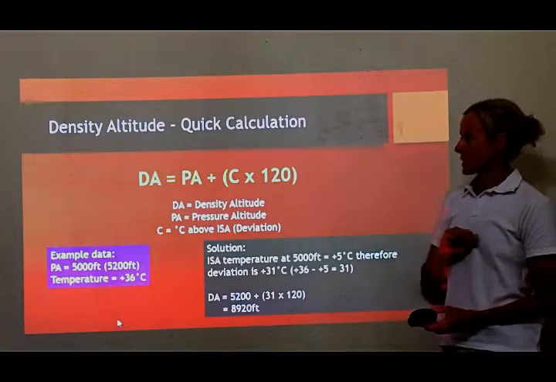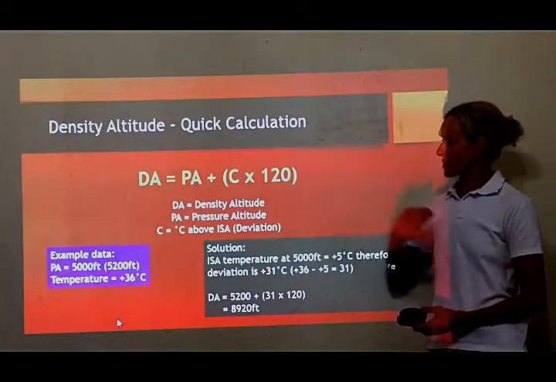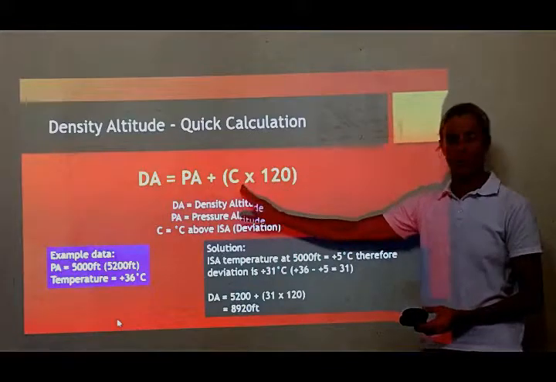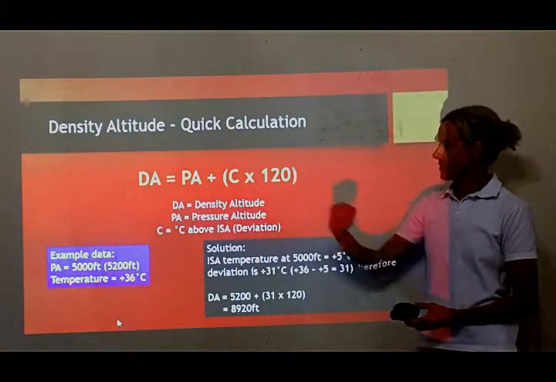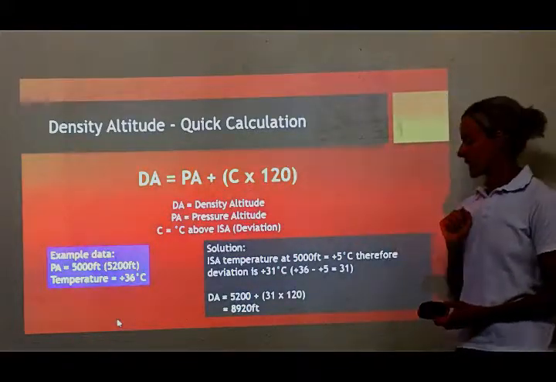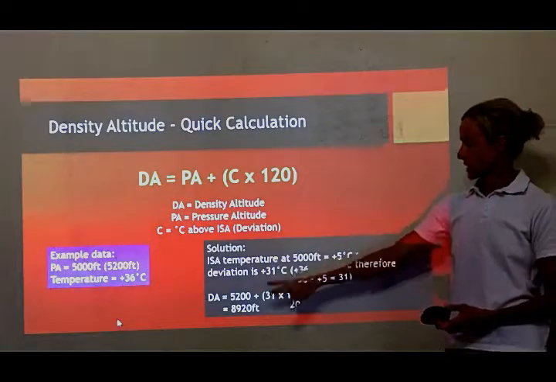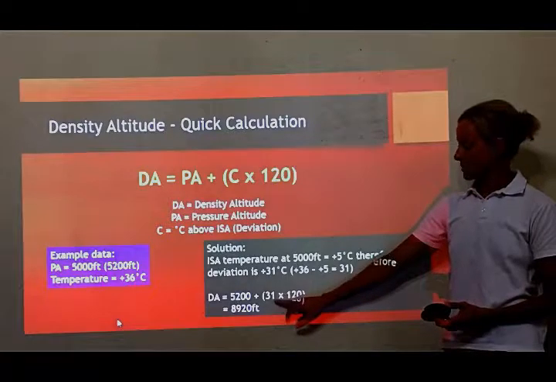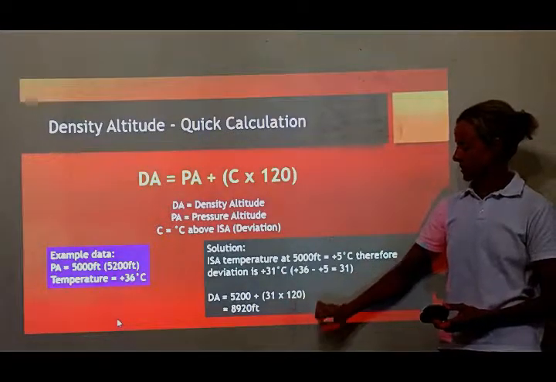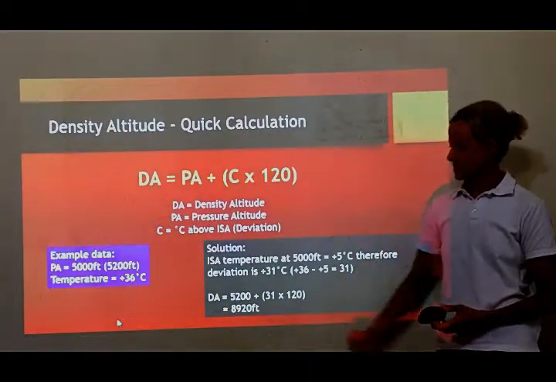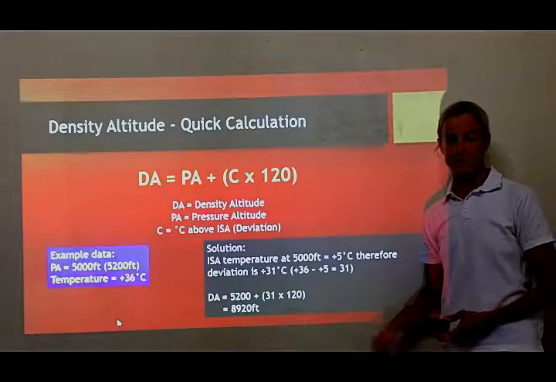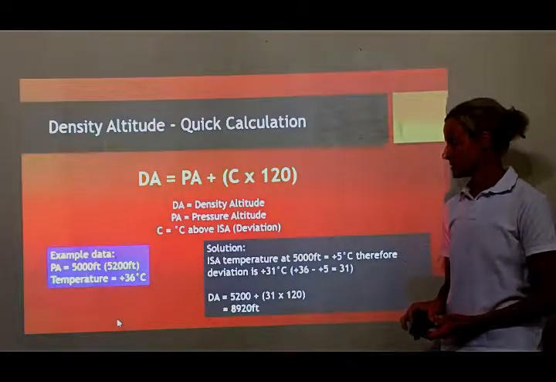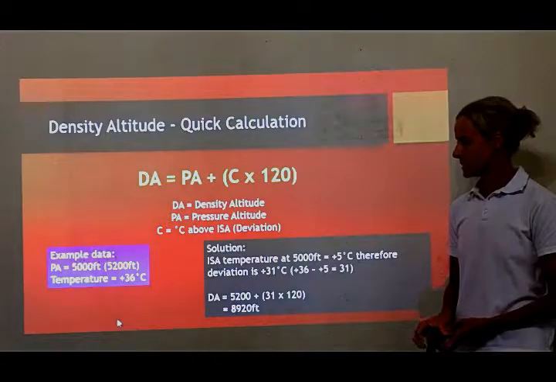So going back to our quick calculation, we now know what our pressure altitude is, we now know what our temperature deviation is, and it's much quicker to calculate. So we'll take 5,200 added to our temperature deviation multiplied by 120 to give us the answer of 8,920 feet density altitude.